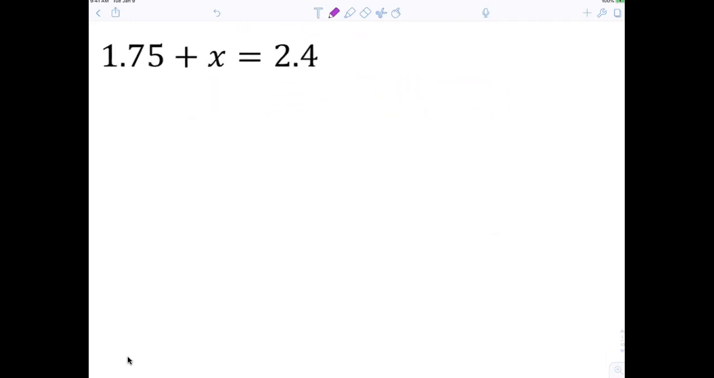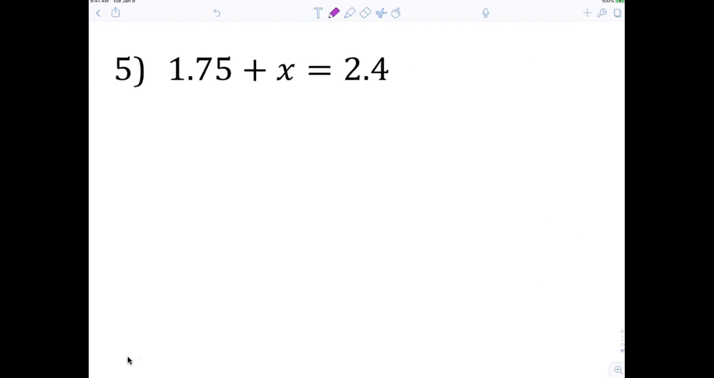Number 5. Now, again, this is just, do you remember how to do decimals? All right? So I think we're just subtracting 1.75, right? So you should be able to tell me x is equal to 0.65. Thank you very much. I know what some of you meant. All right, just be careful. 0.65.